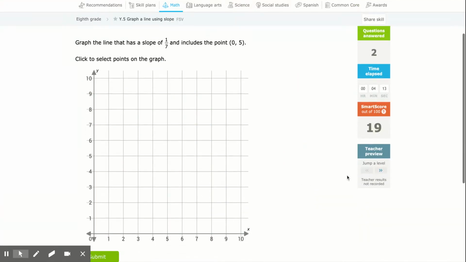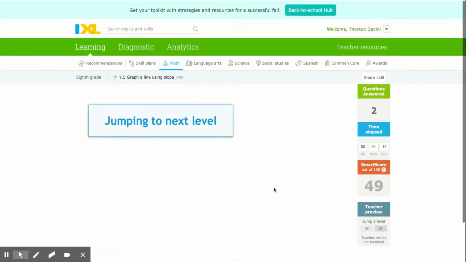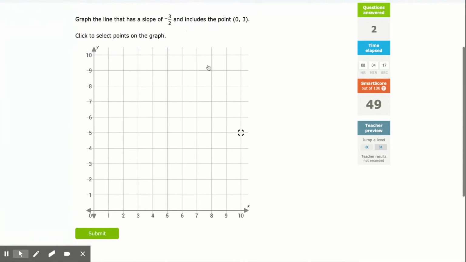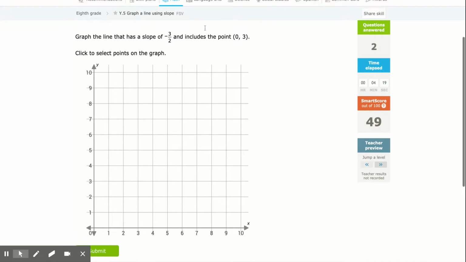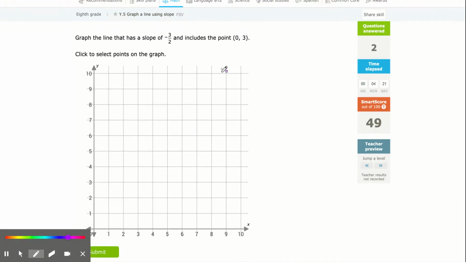Okay, I'm going to jump ahead a little bit. So I'm hoping I can get a negative slope. So now again, the first thing I'm going to do is look at the x value of my point. My x value is 0, so I don't go over at all. I'm going to then look at the y value of my point. My y value is 3, so I go up to 3. I'm going to graph that point right here.